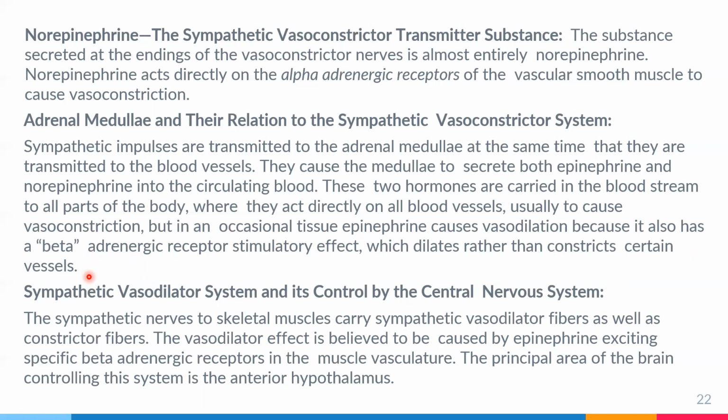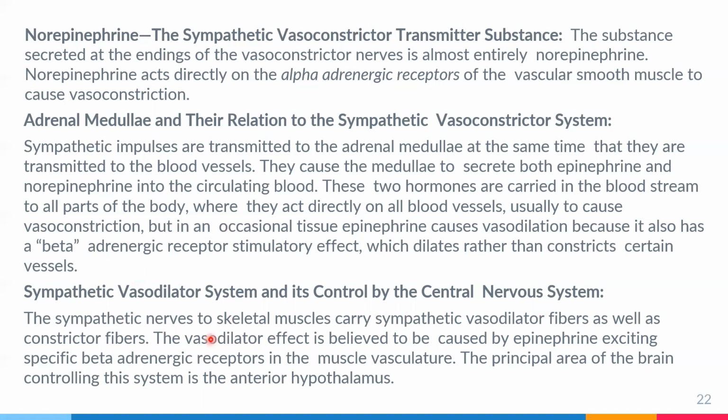So if an alpha adrenergic receptor is present, it will show vasoconstriction in the presence of norepinephrine and epinephrine. But if a beta adrenergic receptor is present, it will show vasodilation. Next, we move on to the sympathetic vasodilator system and its control by the central nervous system.